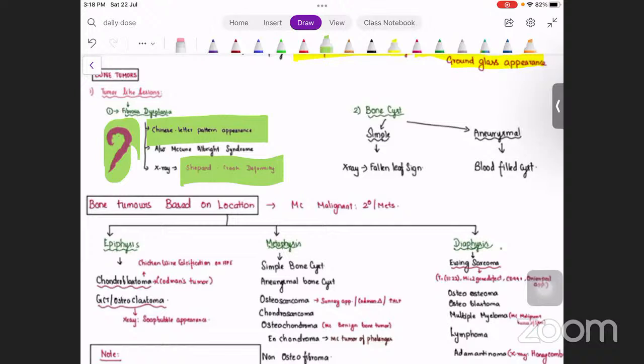We have studied about the triad of your McCune-Albright syndrome. What is the triad of your McCune-Albright syndrome? Recall it, people, recall it.